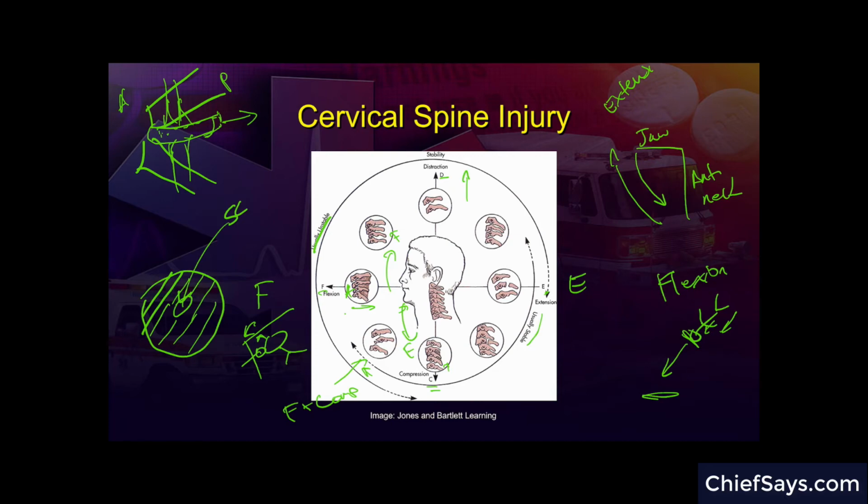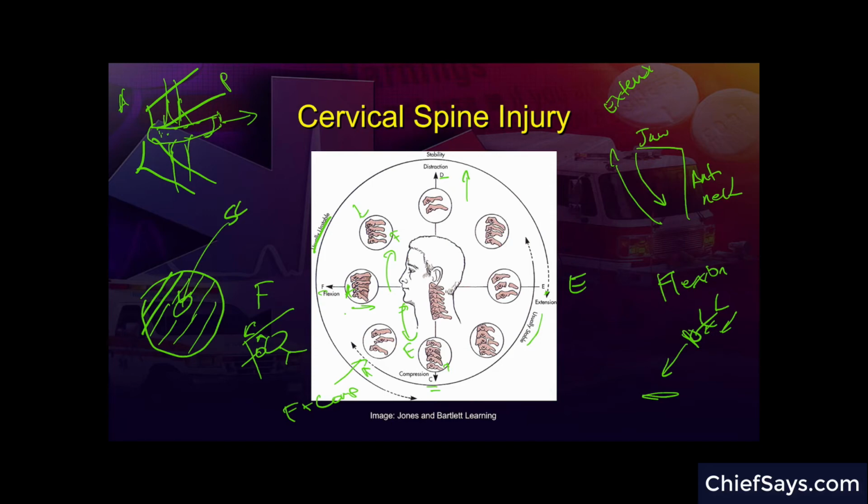Here, in this circle, we're seeing the combination of a little bit of distraction and flexion. So we won't have as much impingement in the anterior portion, but it can cause fractures of those vertebral bodies, which essentially hold the stability of the neck together.